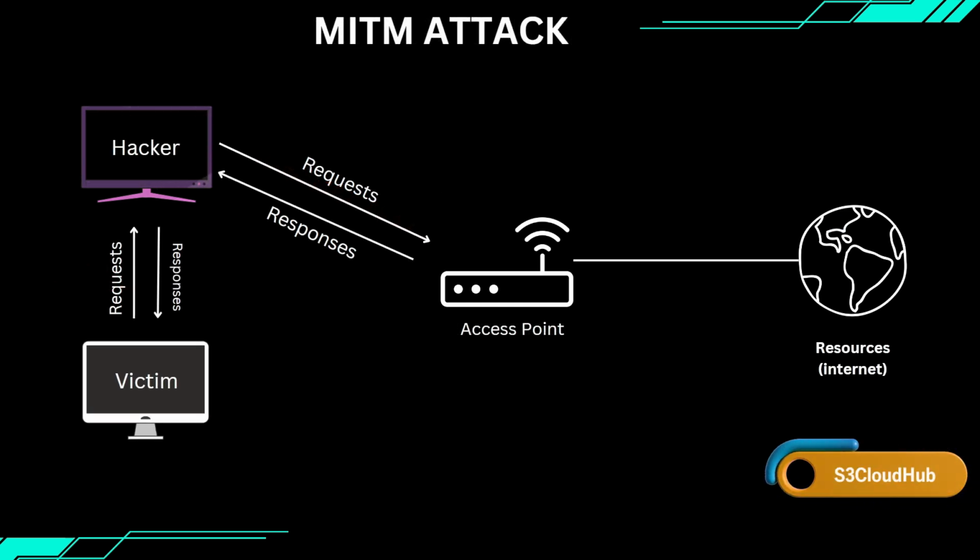Now that the hacker is in the middle of the communication, they can see all the data flowing between the devices. This could include sensitive information like usernames, passwords, and financial data. Even worse, the hackers can modify the data being sent. For example, they can change the content of a message, redirect you to a fake website, or drop the connection entirely, causing a denial of service attack, which is known as a DoS attack.